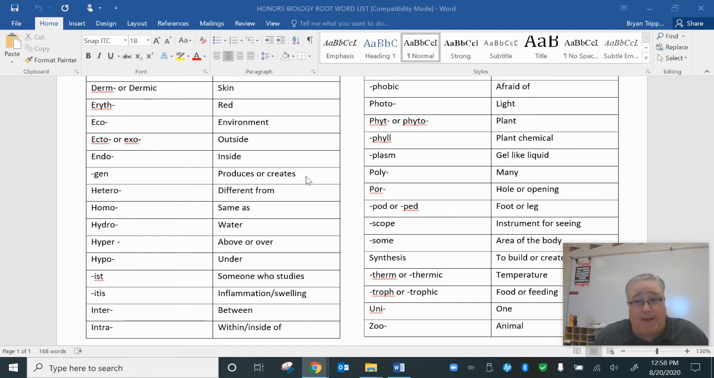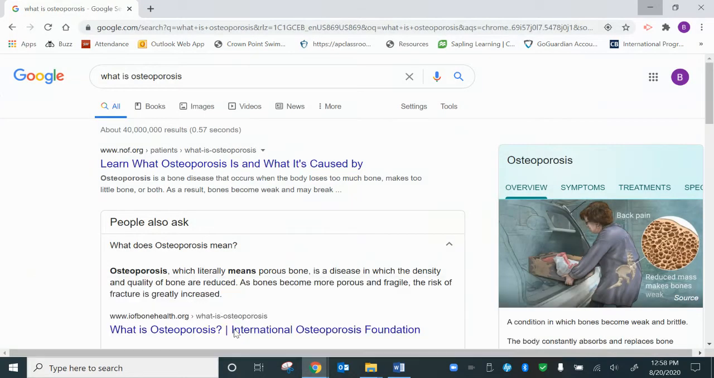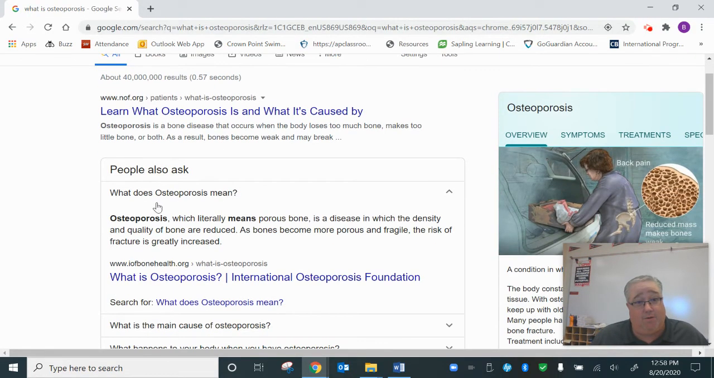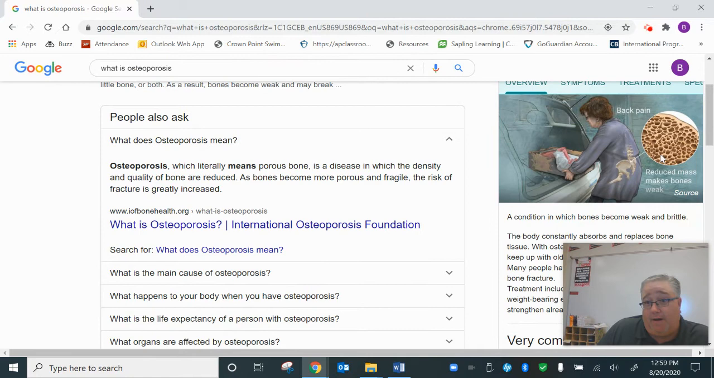So by knowing maybe just one or two of those roots, you probably could give me a pretty good definition. Okay. In fact, let's take a look here and see what Google says. What does osteoporosis mean? It says osteoporosis literally means porous bone. Bone that has holes in it. It says it's a disease in which the density and quality of bone are reduced. As bones become more porous and fragile, the risk of fracture is greatly increased. They even show a little picture of it over here.